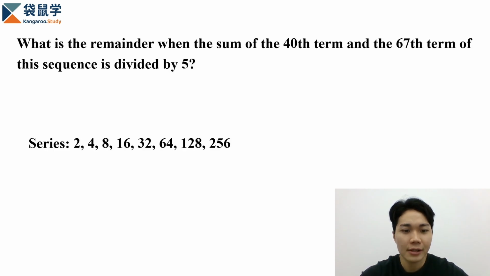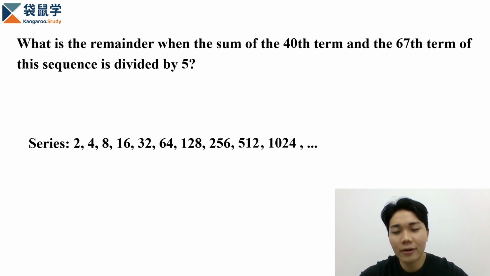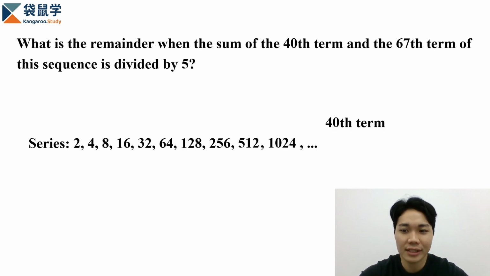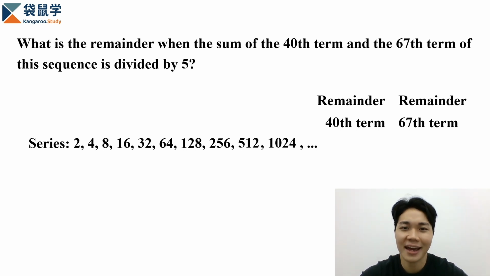Yes, it will be to just count all the way until we reach the 40th and 67th term, right? It will be 256, 512, 1024, all the way until we get the 40th term and the 67th term. And what do we do next? Yes, we find their remainders. The remainder of the 40th term and the 67th term, and we add them up together.